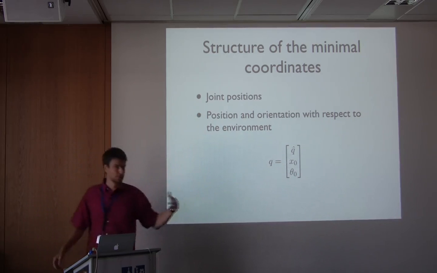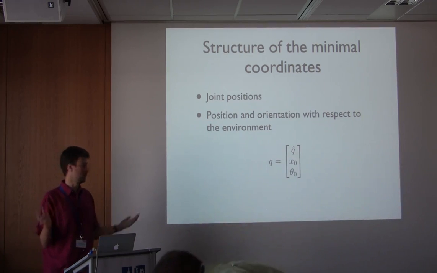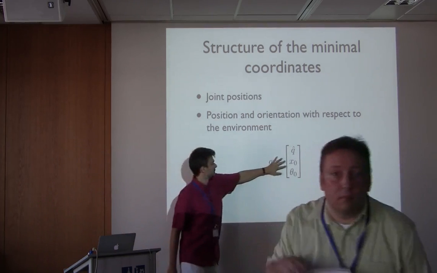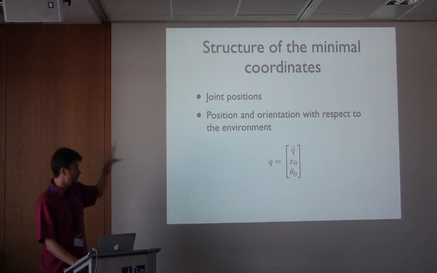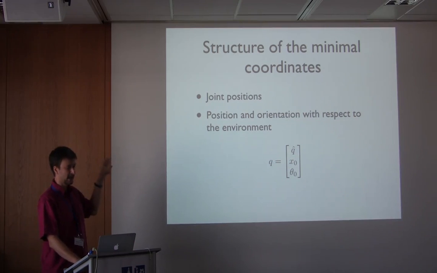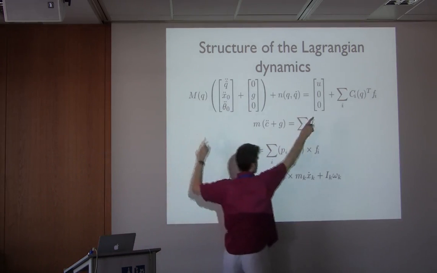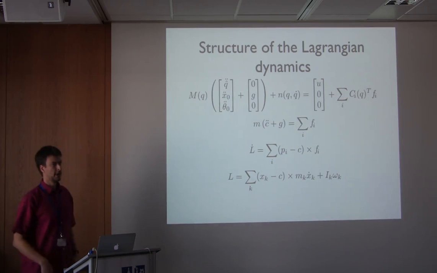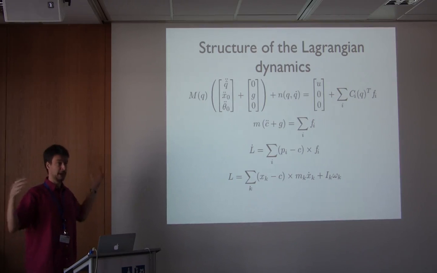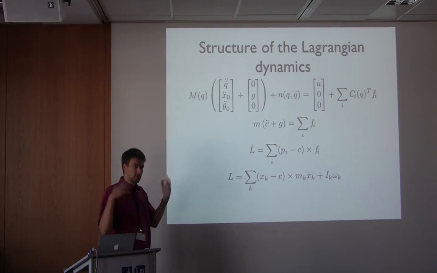And you also need, of course, to describe the position and orientation with the environment. So position and orientation. And here you can see an obvious structure, and this structure reflects in what we call the Lagrangian dynamics. So this is the Lagrangian dynamics. For those who don't know it, that's just a more general way to write the dynamics of a multi-body system like a humanoid robot.